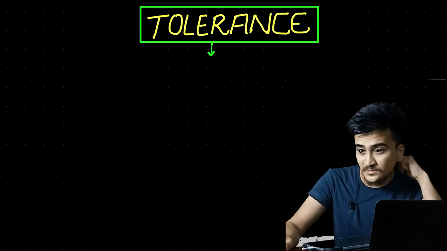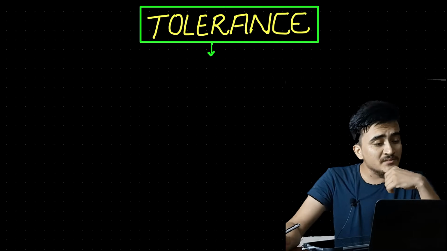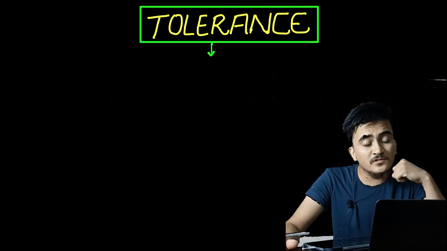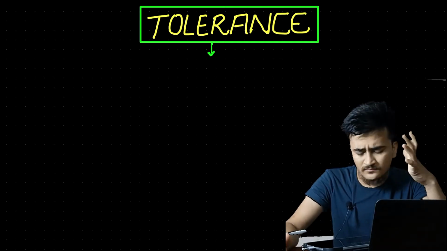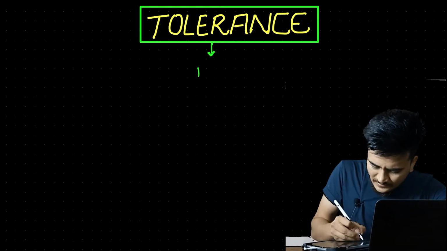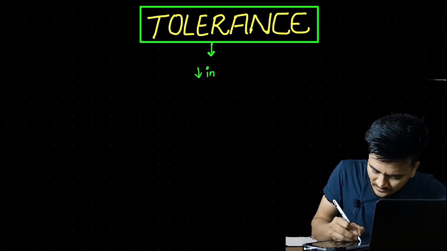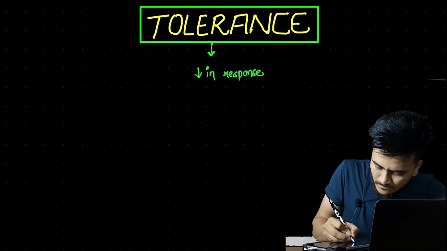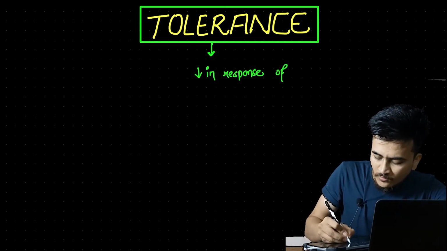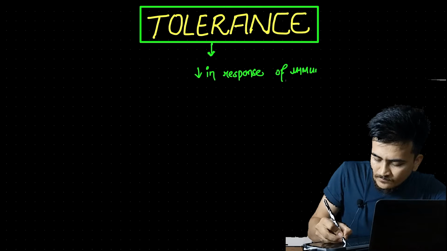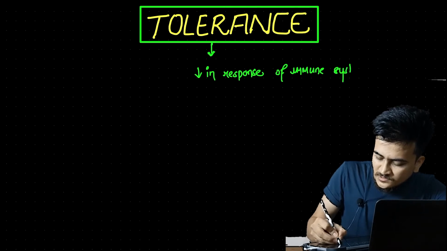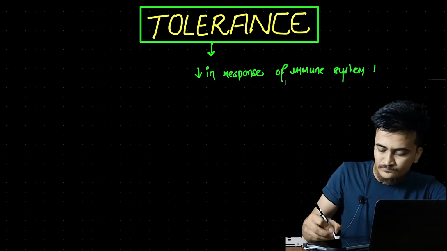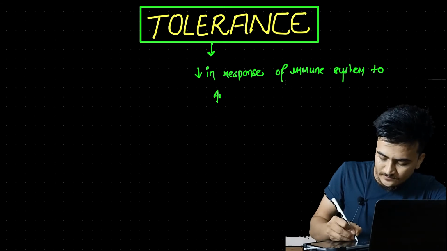What is tolerance? Simply, tolerance means decrease in response of immune system to antigen. The one line statement: decrease in what? Response of immune system to antigen.